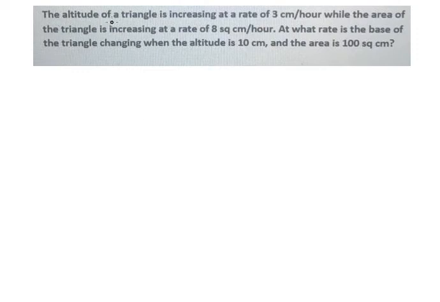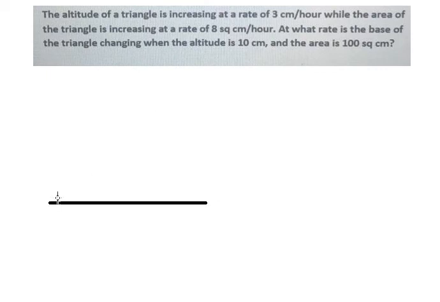The altitude of a triangle is increasing at a rate of 3 centimeters per hour, while the area of the triangle is increasing at a rate of 8 square centimeters per hour. At what rate is the base of the triangle changing when the altitude is 10 centimeters and the area is 100 square centimeters? So now I will show you how to answer.